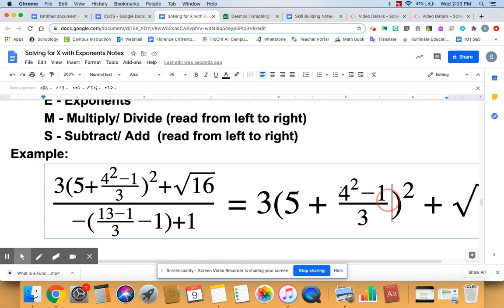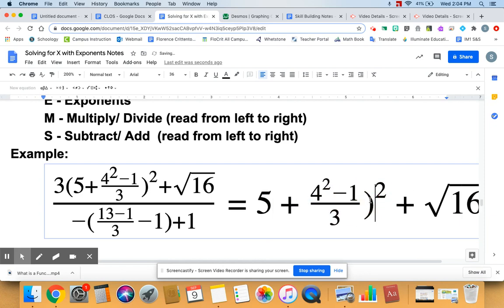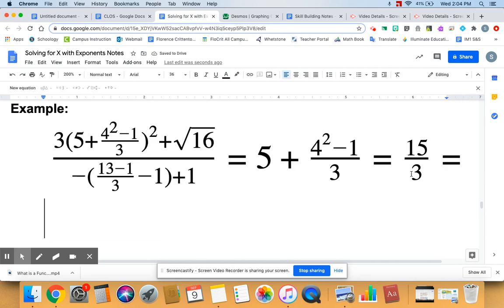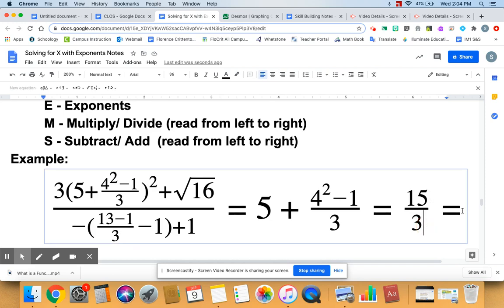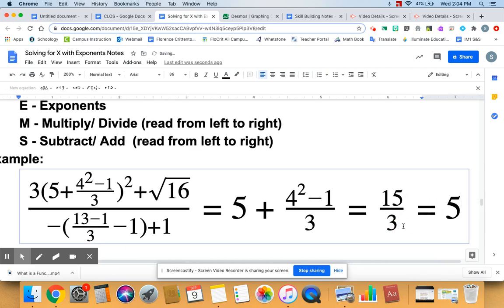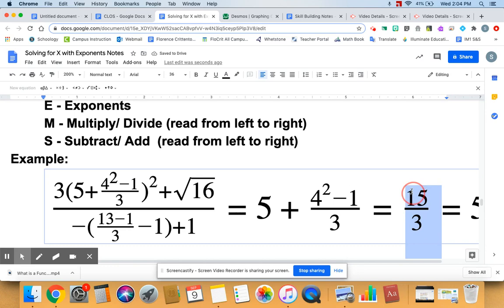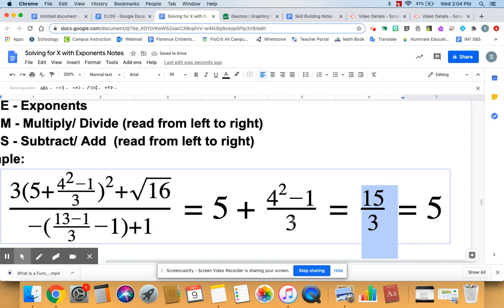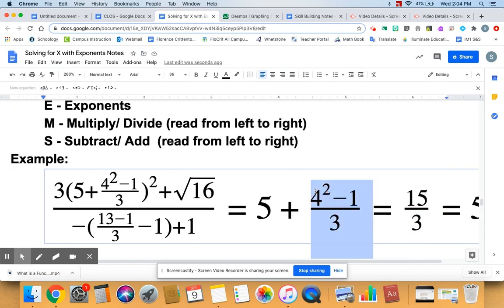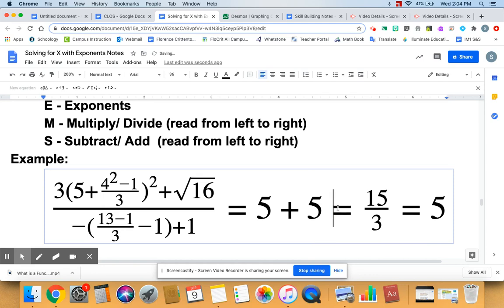So I'm still working in this big parentheses grouping, so I'm just going to ignore this part for now, ignore the squared part for now, ignore the plus 16, because I'm still working on figuring out this part. But remember, this top part was 15. And then 15 divided by 3 equals 5. And I do that division, because fraction means division. So that means this whole part right here is 5. So I can replace that with 5.